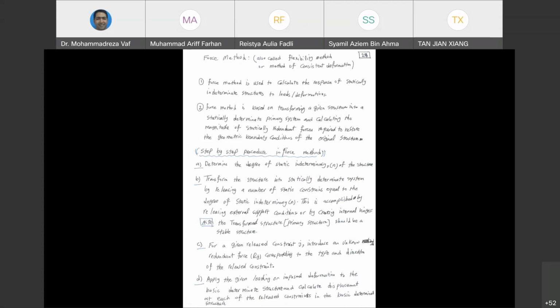Okay, so before I start the force method, if any of you have any question regarding the calculation of delta and theta through virtual work method, you can ask. Otherwise, we can continue with the force method.